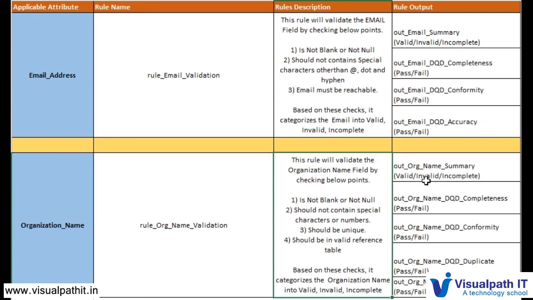Once we have done that, when it comes to development activity, we should be in a position to tell the summary, and then we need to divide the complete rule into dimension level. So that we can say, for completeness, how many organizations came without nulls, how many organizations do not have only special characters and numbers, how many organization names are coming as unique, and how many organizations really exist. That kind of approach we are going to follow.